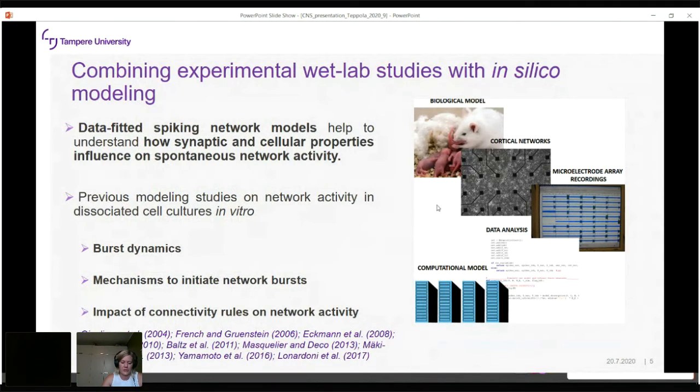Previously, spiking network models have been developed to study the burst dynamics, burst initiation mechanisms, and the effect of connectivity on network activity. In our study, we present the first data-driven network modeling approach that uses microelectrode array data as training and test data to study the impacts of synaptic and cellular mechanisms on network activity in rodent networks in vitro.